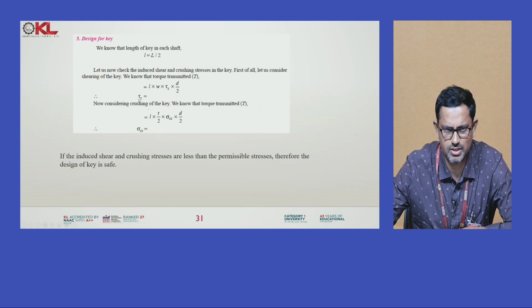From that equation we will get the shearing stress. Similarly, by substituting in the crushing stress equation, we will get sigma_cs, the stress developed inside the shaft due to crushing loads. If the developed values are less than the allowable values, then we can say the design is safe. If it is not meeting those values, then we have to reconsider or redesign the entire shaft, key and sleeve.